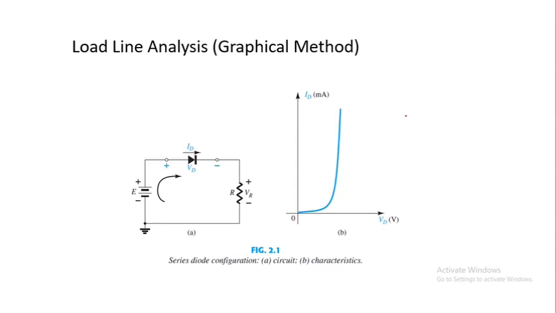Now using the graphical method or load line analysis, let's assume you have this circuit, which is a series diode circuit, and you have a voltage source here with the magnitude of E, and we have a diode connected in this configuration, and a resistor R, that is the load resistor. First you need to have the characteristic curve of the diode. That characteristic curve we can easily find from its datasheet.